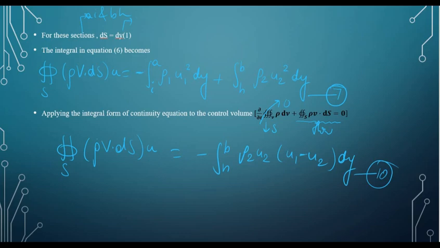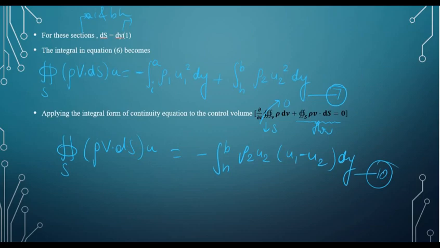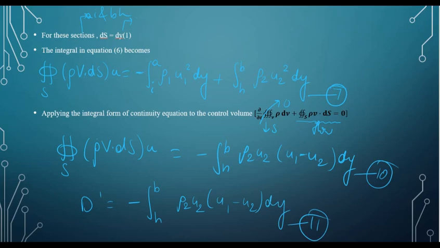Now where can I substitute this term rho v ds u? Can I substitute back over here? That is in my drag per unit span. So I get my drag per unit span as integral b to h rho 2 u2 u1 minus u2 dy. This is our equation 11. Now what does this equation 11 express? If you observe this carefully, what does this equation 11 express?